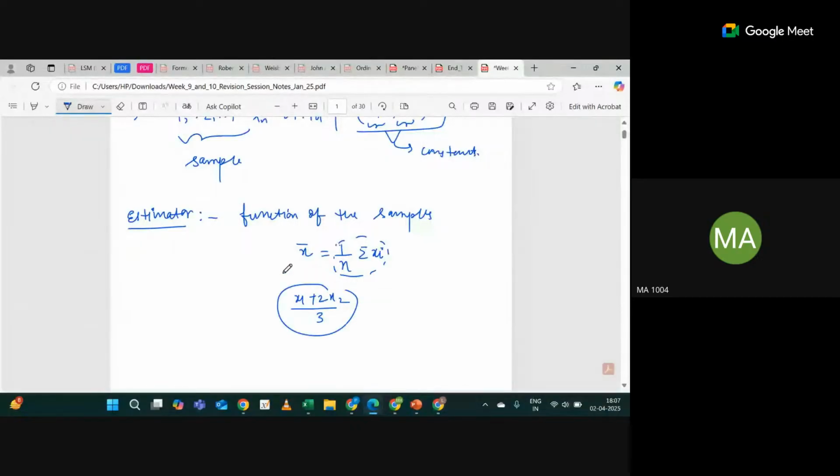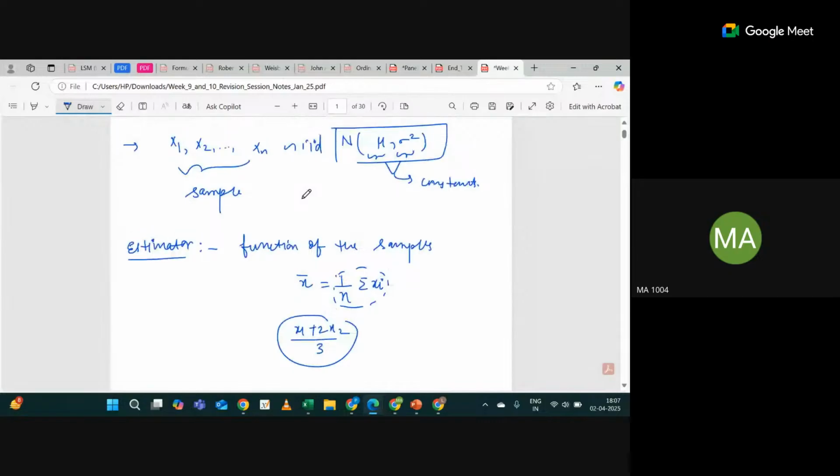Also, all these values can change, yes or no? Based on different sampling instances, you will get different values for this function, yes or no? Correct. So this means the estimator is what? This is not a constant, this is a random variable.